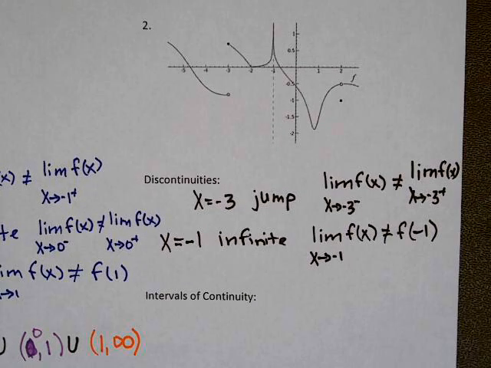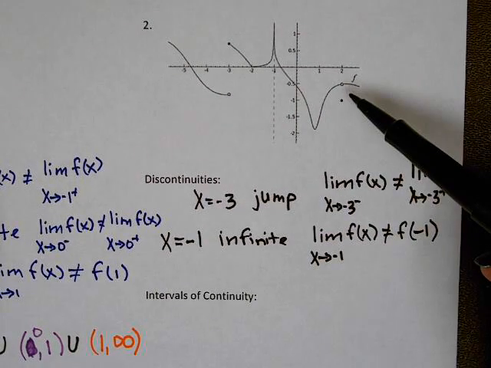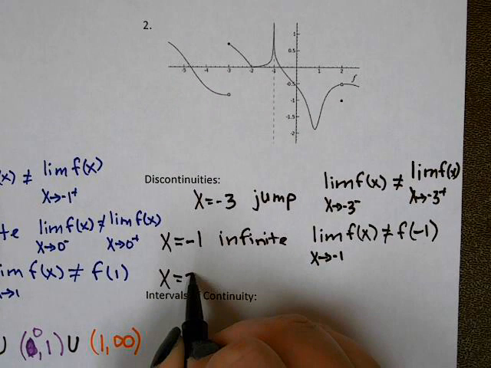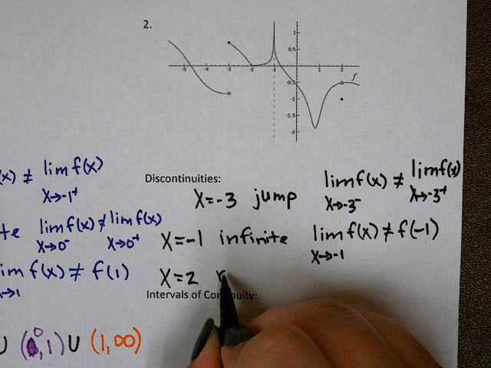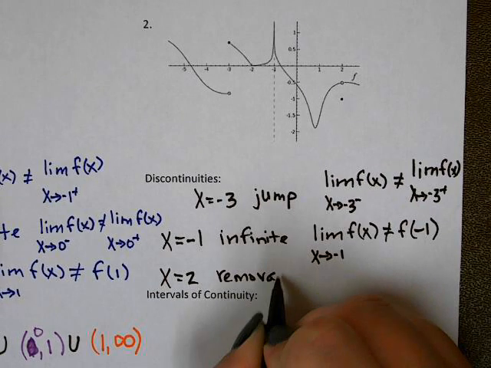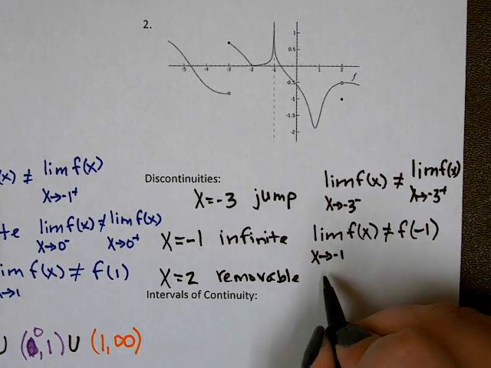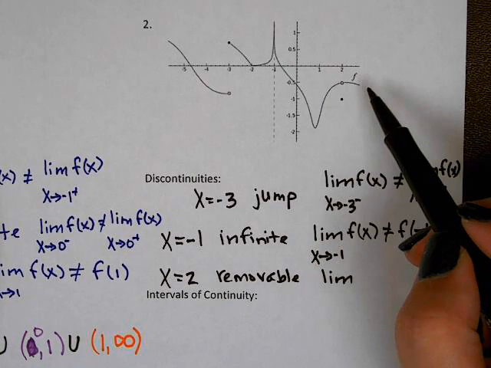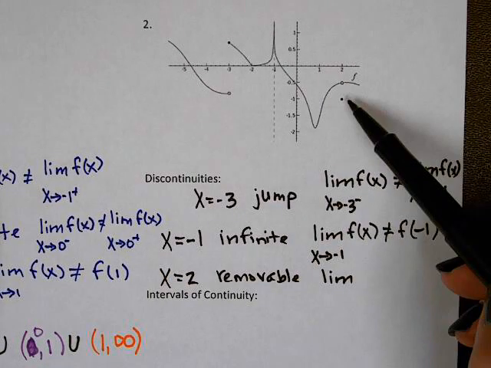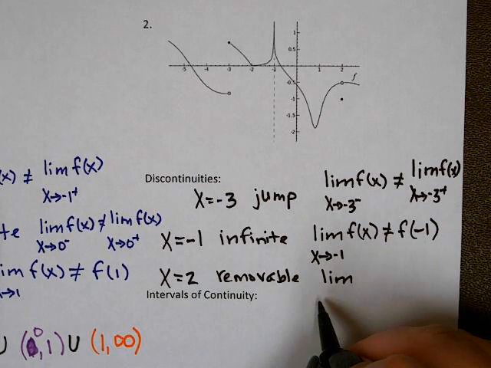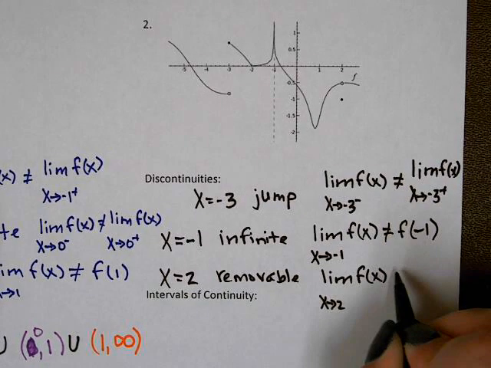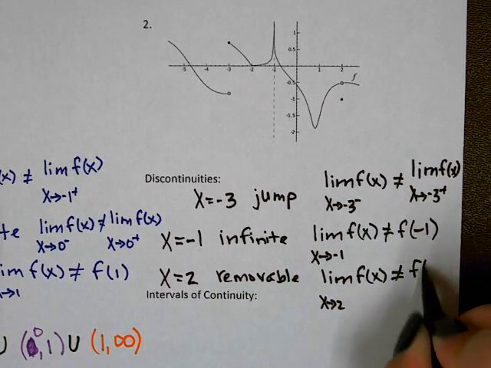All right, and then we have one more. We have another hole right here, or a hole on this one. We didn't have it on this one already. At x equals 2, we have a removable discontinuity, which means that the limit exists, because if we look at this, approaching from the left and the right, we're approaching that hole, but it's filled in down here. So the limit as x approaches 2 of f of x doesn't equal the function value, which is f of 2.